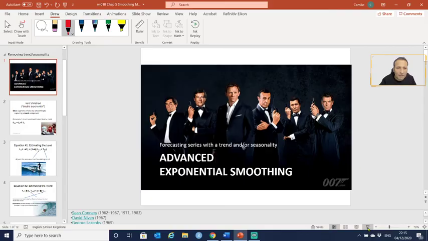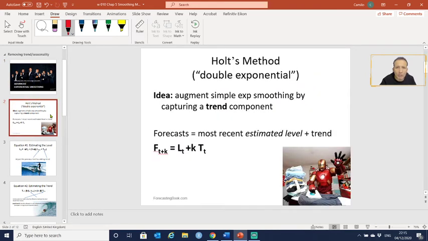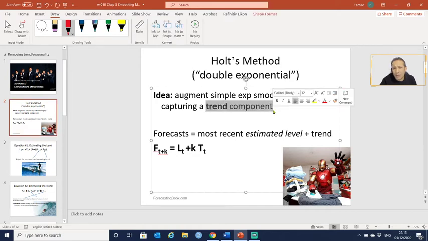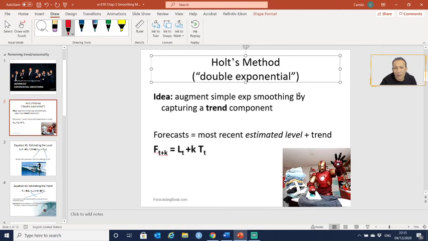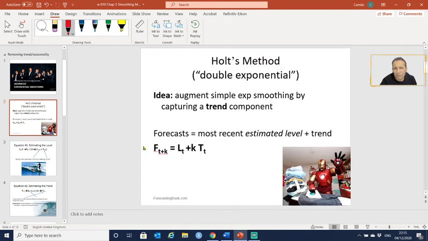All right, so we are going to cover the Holt's method here. With the idea of the 007 agents, I would like to explain a little bit the Holt's method, or double exponential method. The idea is to augment the simple exponential smoothing by capturing a trend component. That is the main idea of this session today.